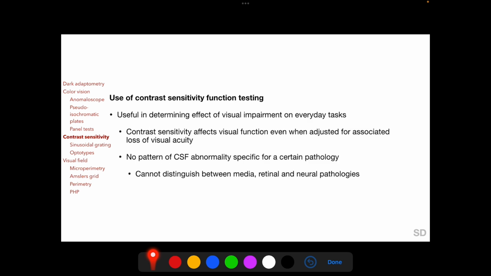Contrast sensitivity function testing is useful in determining the effect of visual impairment on everyday tasks, and contrast sensitivity affects visual function even when visual function is adjusted for associated loss of Snellen visual acuity. But there is no pattern of contrast sensitivity function abnormality specific for a certain pathology, and so contrast sensitivity function testing cannot distinguish between media, retinal and neural pathologies, and this is important to remember.